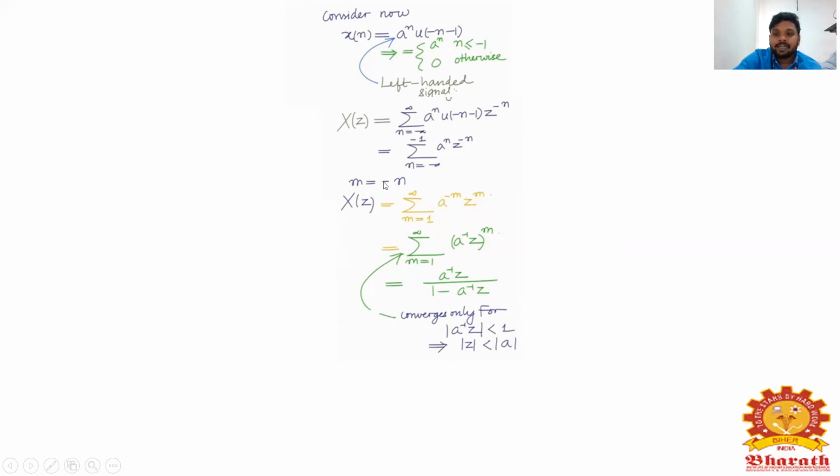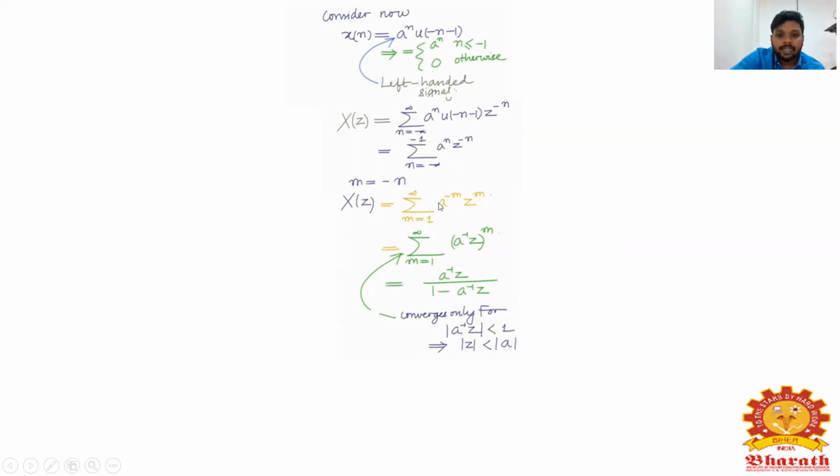In terms of minus n, I can substitute the value m. So if I substitute m is equal to minus n, I'm just interchanging the sign. So m is equal to 1 to infinity. I'm just interchanging the sign. M is equal to 1 to infinity, because I'm replacing m is equal to minus n.